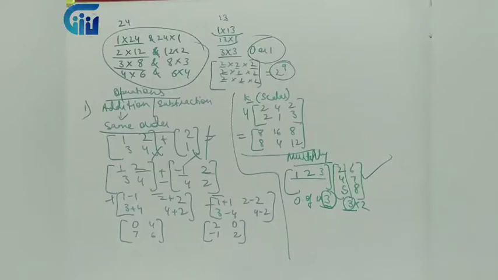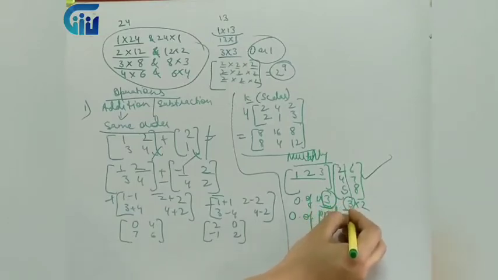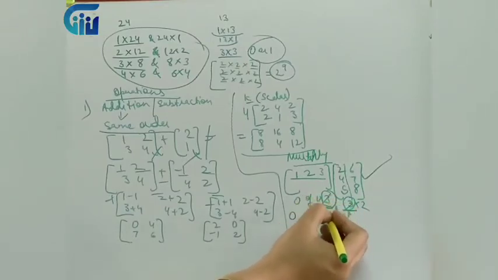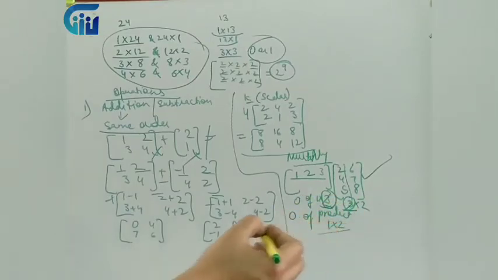Now, what will be the order of the product matrix? I'll cut these two. This is 1 cross 2. So we will cut the number of columns of the first and the number of rows of the second, since they are the same. We don't have to see that. Now, what is left? The number of rows of the first and the number of columns of the second. The product of those two, that is 1 cross 2, will be the order of the product matrix.